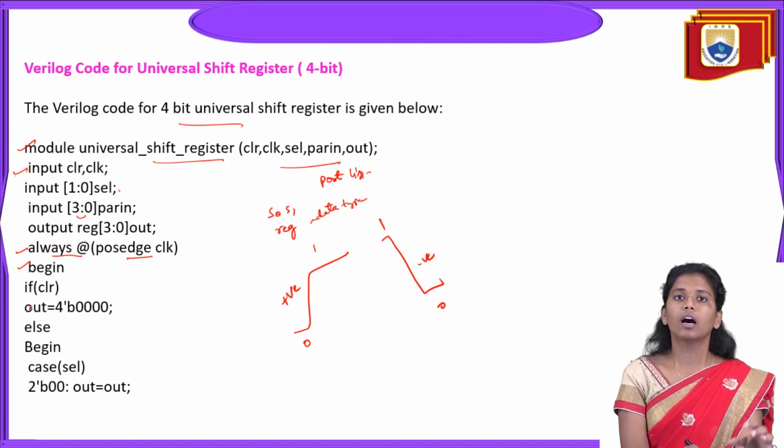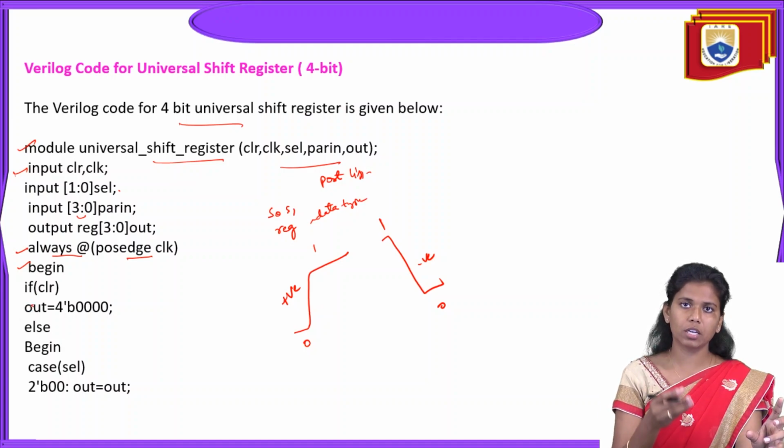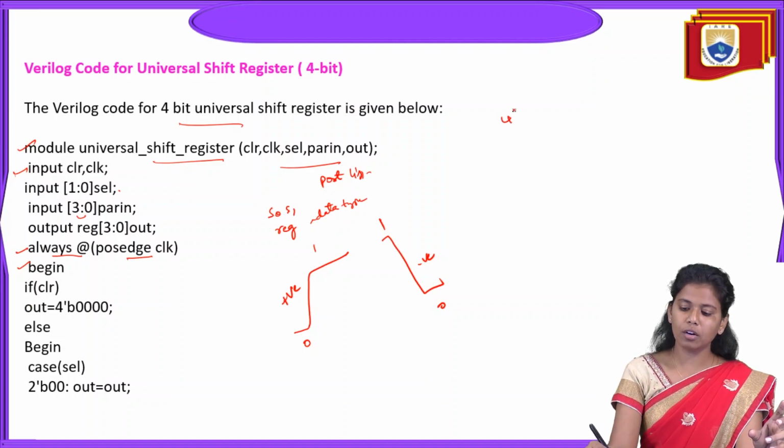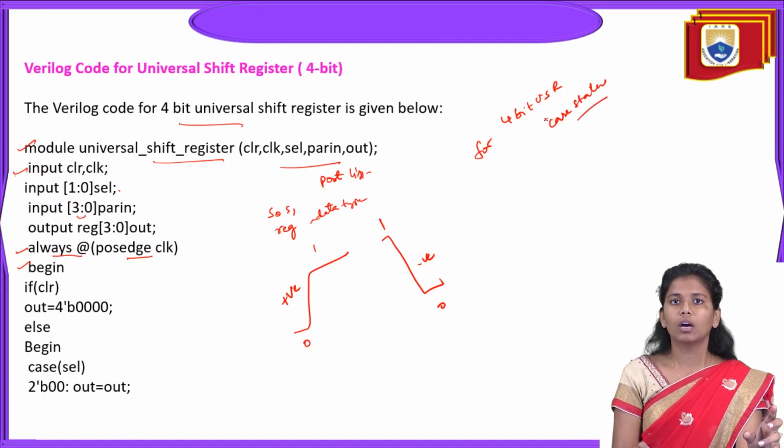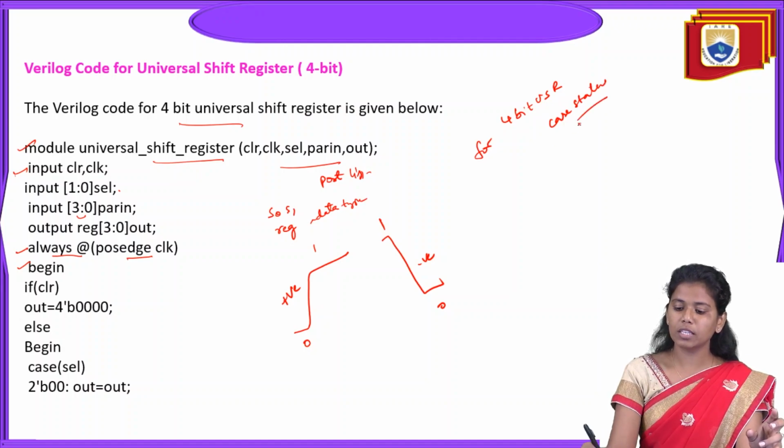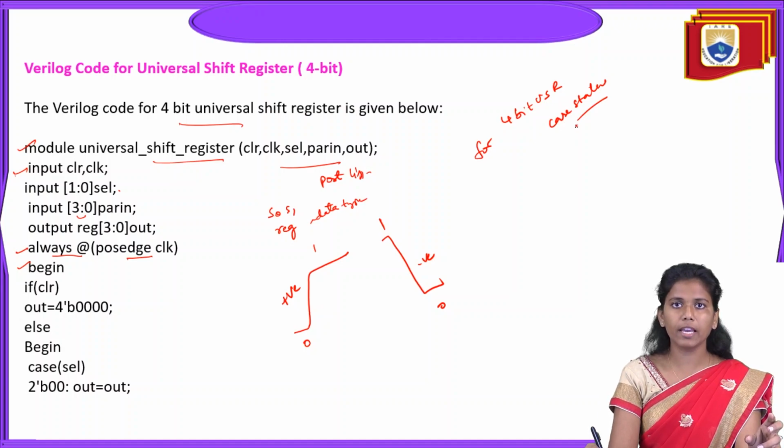Okay, our question is that we need to construct Verilog code for a 4-bit universal shift register using a case statement. So this is what we have to write. All these things we need to include, which means our code must be written using case statements.